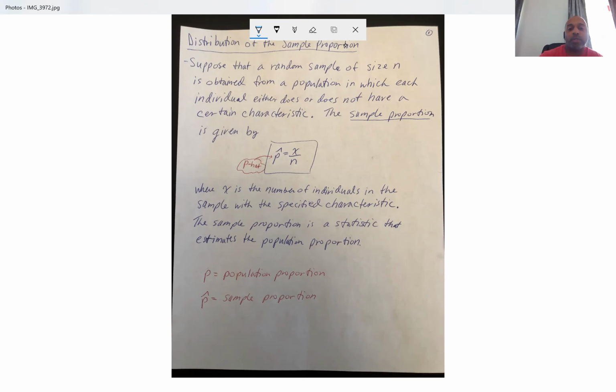And here's sample proportion, is a statistic that estimates the population proportion. So whenever you see p versus p hat, p is your population proportion, and then p hat is your sample proportion.